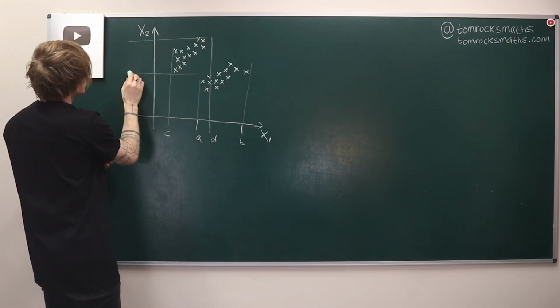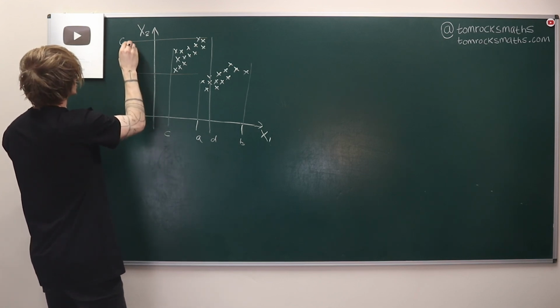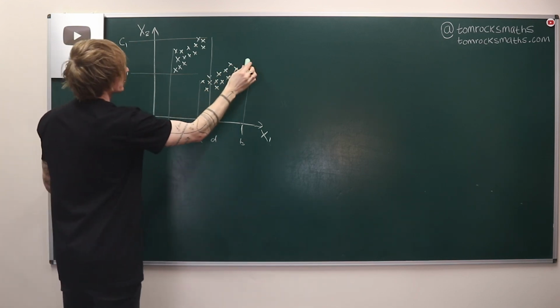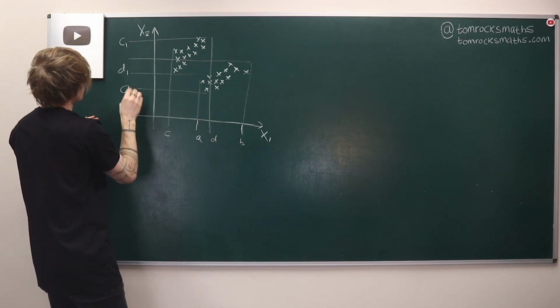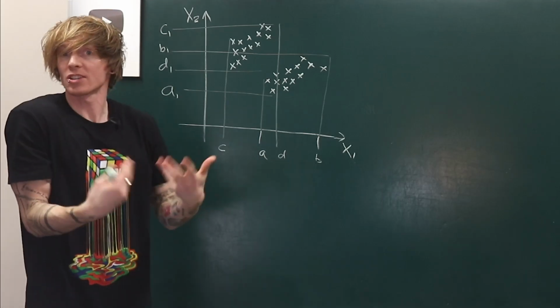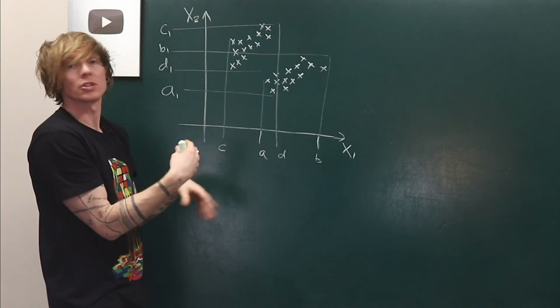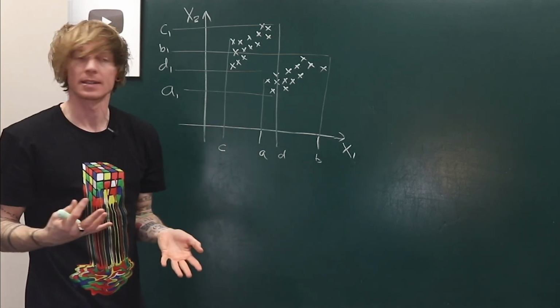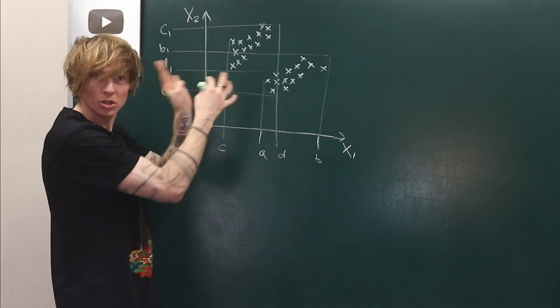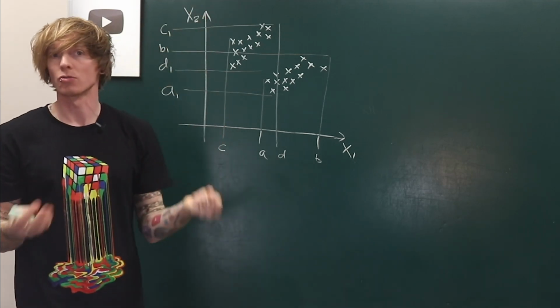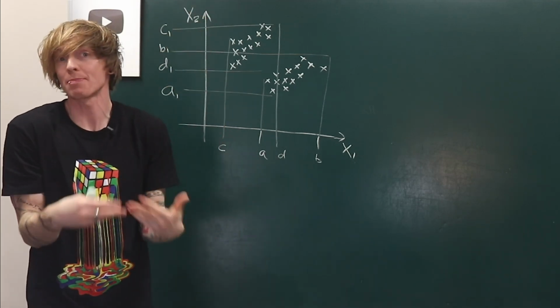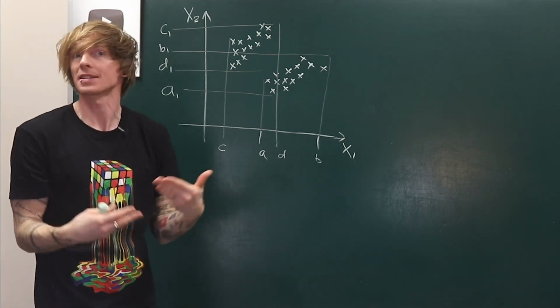So we'd have values here between, let's call these C1 and D1, and then over here, these would be A1 and B1. So we can't just rely on the variables that already exist in the data set. x1 and x2 alone will not allow us to distinguish between those two groupings. And this is where PCA, principal component analysis, is really going to help.